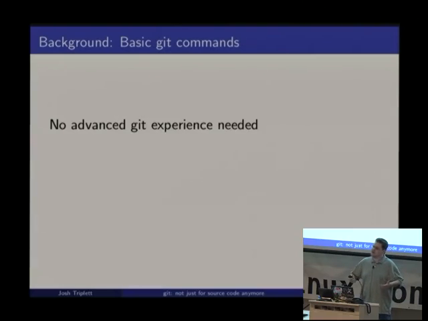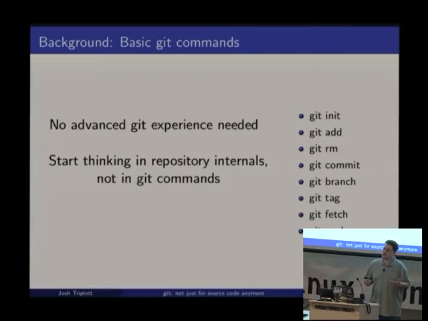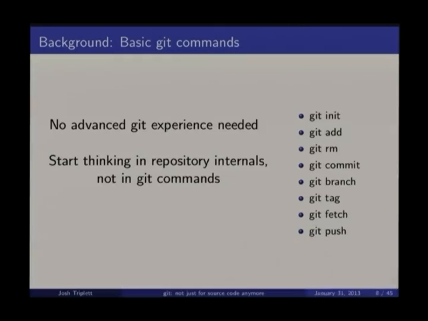The key thing is you really don't need advanced experience with Git to use Git as a programmatic data store. If you already know how to create a repository, how to add and remove content, how to commit things to your repository, how to create branches and tags, and how to push and pull data around, you've pretty much got everything you need covered. The big thing, though, is you really want to start thinking in terms of repository internals, not in terms of the high-level Git commands you're running. This is actually good advice for getting better with Git in general, whether you're using it programmatically or not. I've found, at least, that if you know what the underlying object store is doing, then you start thinking, what Git command do I run to make this change to the underlying state?